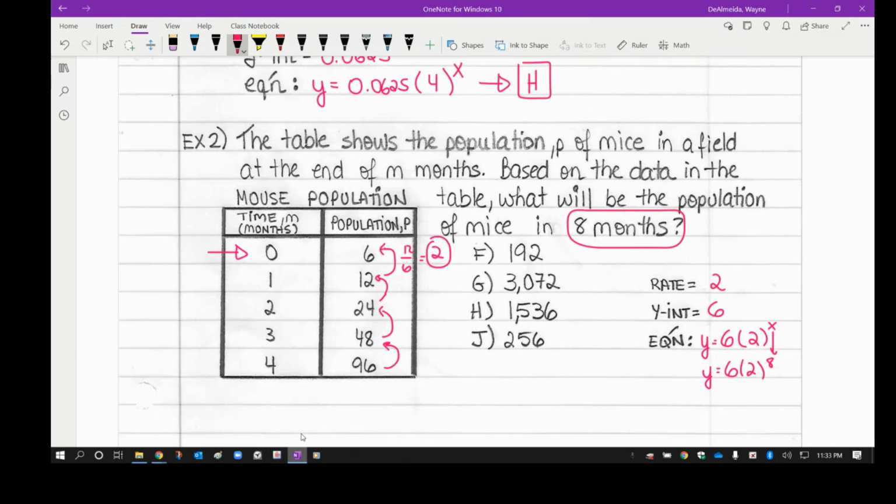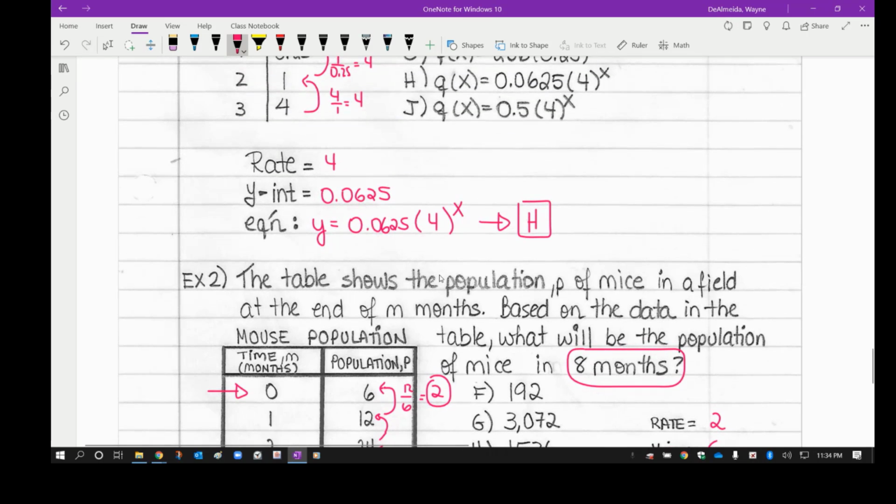So let's go back to our problem. We got y equals 1536. So that means our answer is going to be letter H. And there we go. Okay, so this is how you solve problems like this.